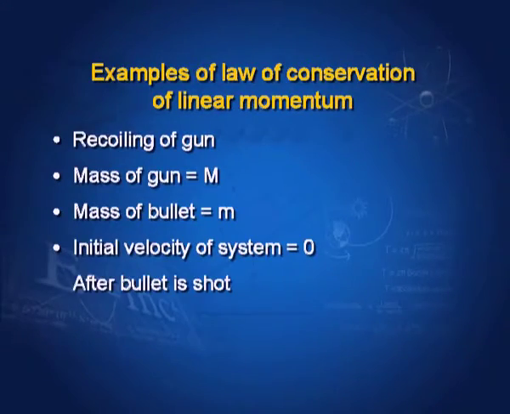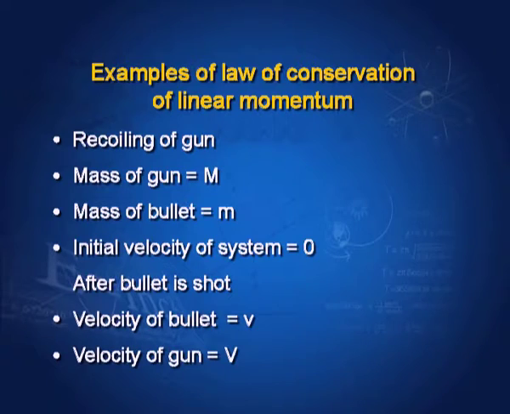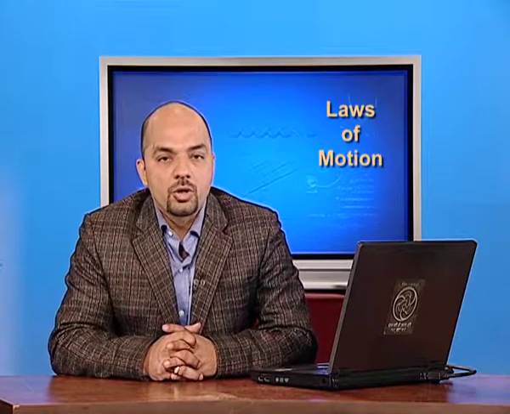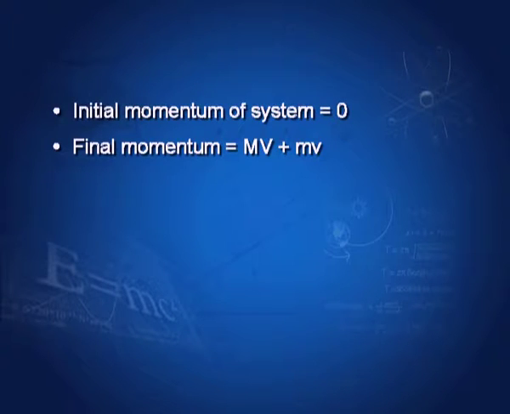Now, the bullet is shot and velocity of the bullet is small v. Let the velocity of the gun be capital V. So, after bullet is shot, the final momentum will be equal to capital M, capital V, which is for the gun, plus small m into small v, which is for the bullet.